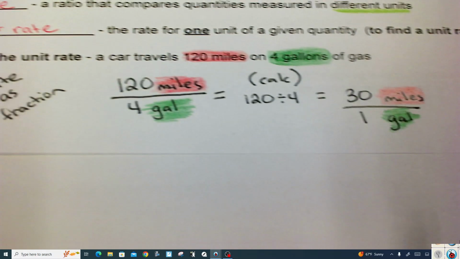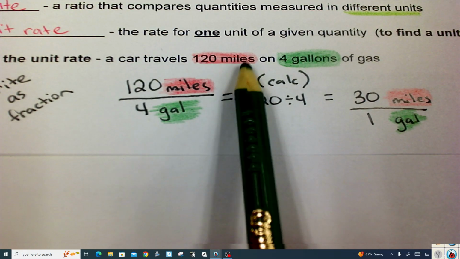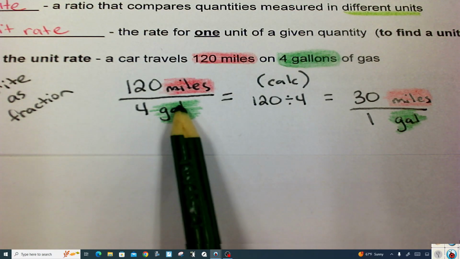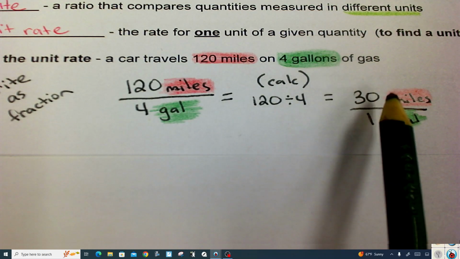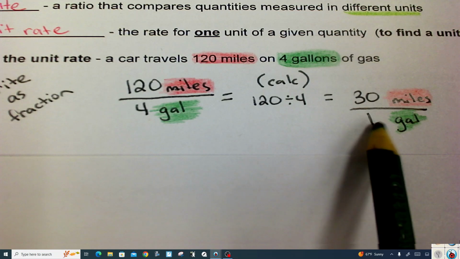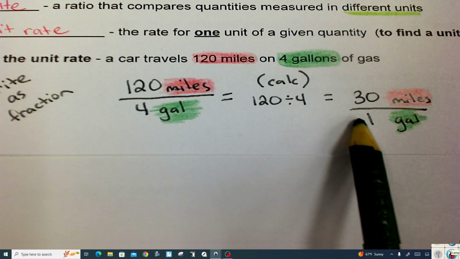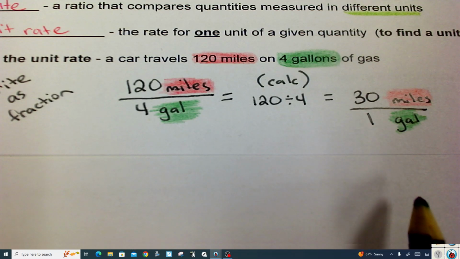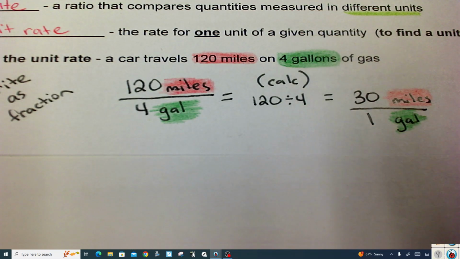So what is the unit rate for this car? Our car travels 120 miles on 4 gallons. Well, that's a cool rate, but it's not really helping us see very much information. If we make it a unit rate, where that second unit, that second number becomes a 1, suddenly we're like, yeah, that car gets 30 miles a gallon. Okay, well that helps us out.